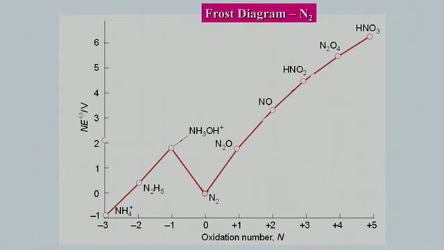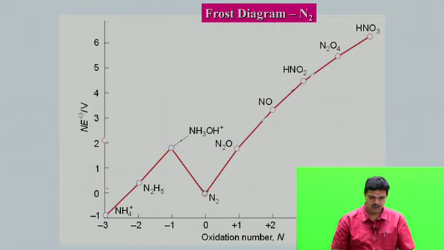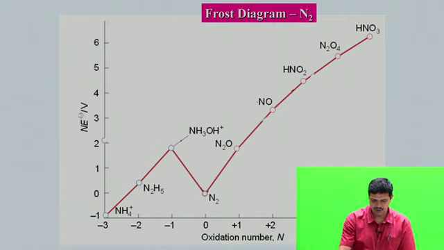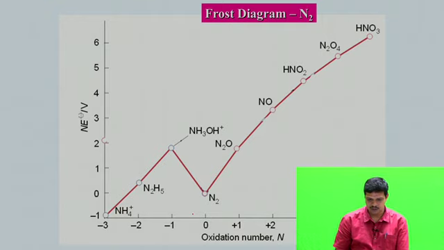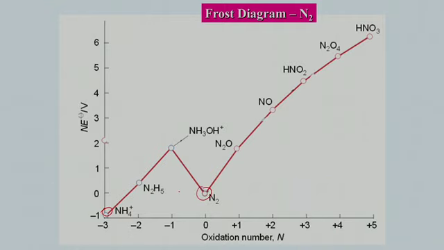What information will we get from this diagram? It is very important. Here you see this is the first diagram of nitrogen in acidic medium. Carefully, this is ammonium NH4⁺, this is nitrogen, and this is HNO3. Here, very interesting, this is the species with 0 oxidation state, and this is the species with -3 oxidation state.